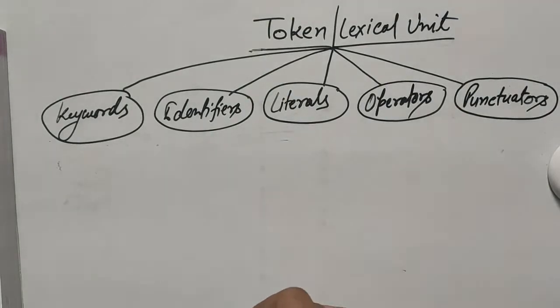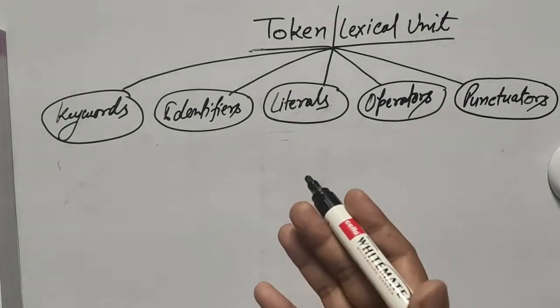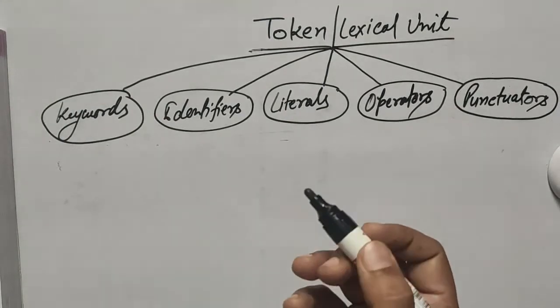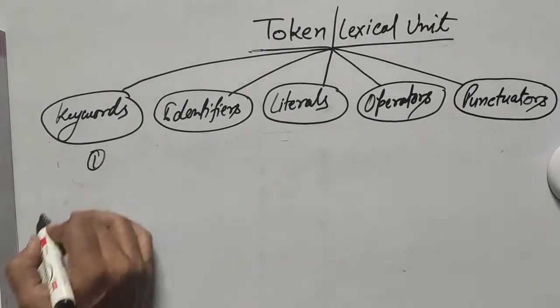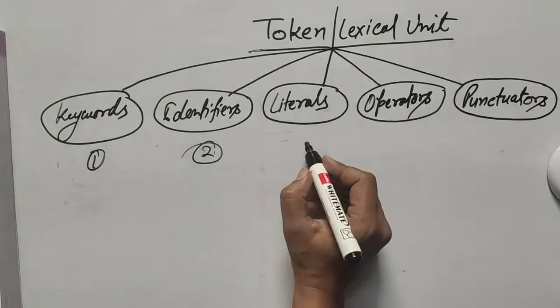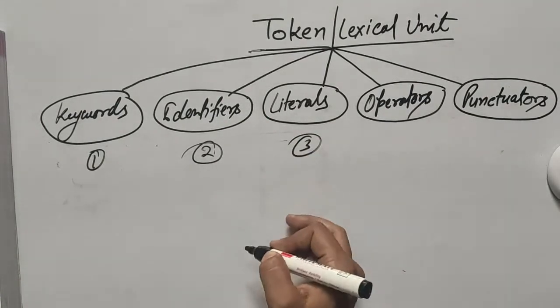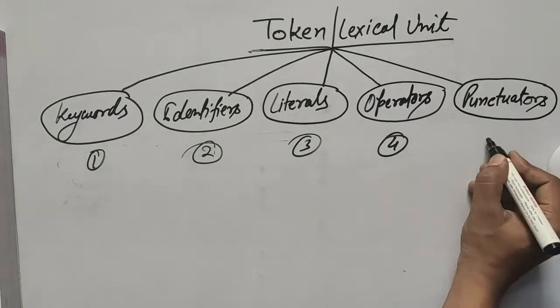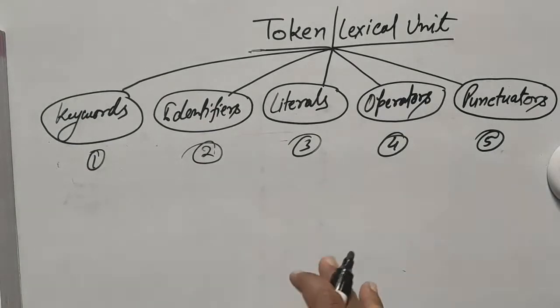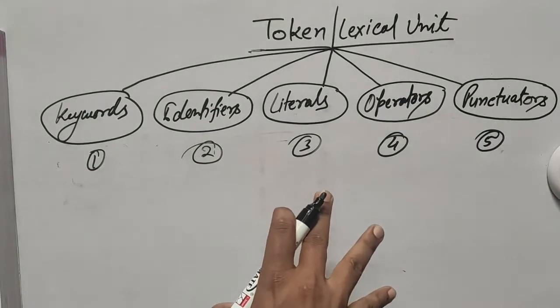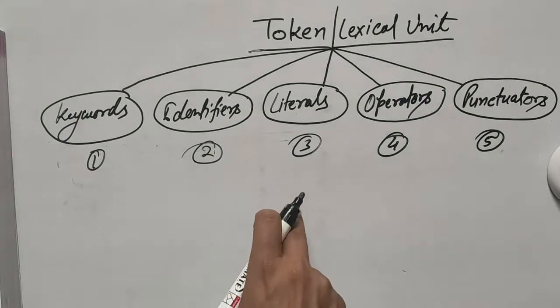If we talk about the different types of tokens, how many types of tokens are there in computer programming and what are they? First are keywords, second are identifiers, third are literals, fourth are operators, and the fifth are punctuators. Mainly, these are the five types of tokens in computer programming with Python.